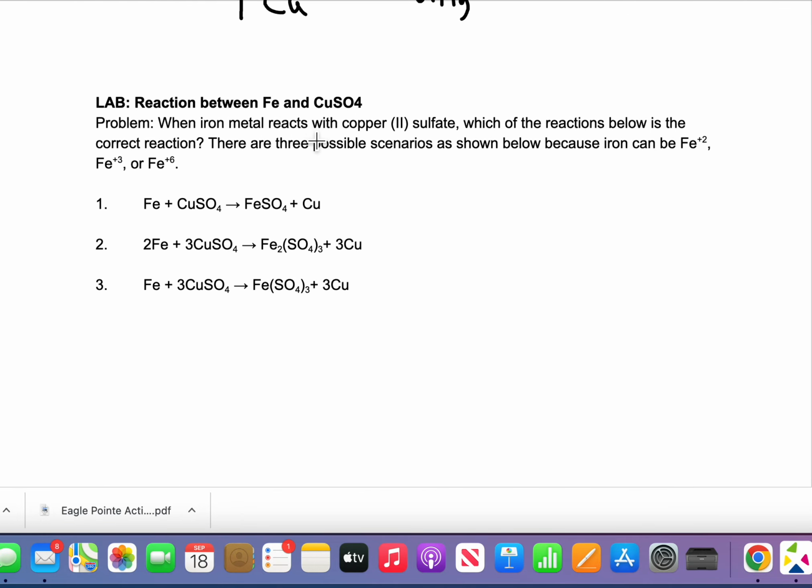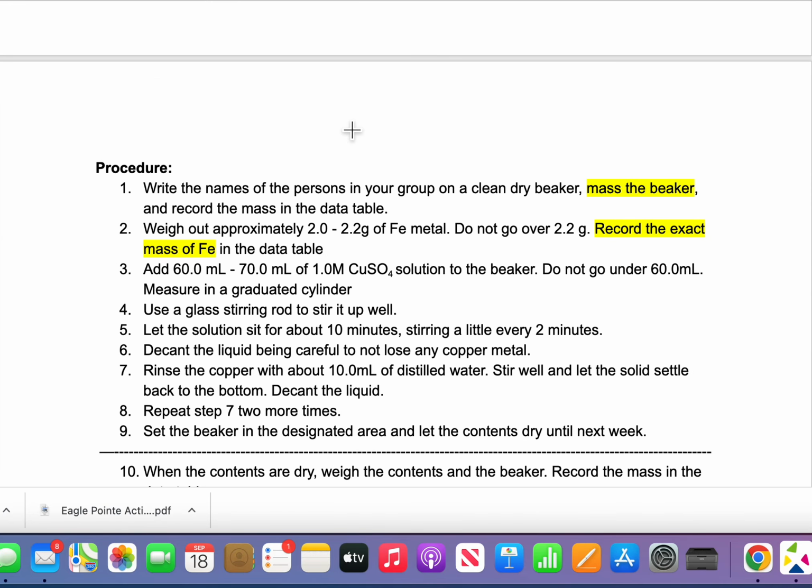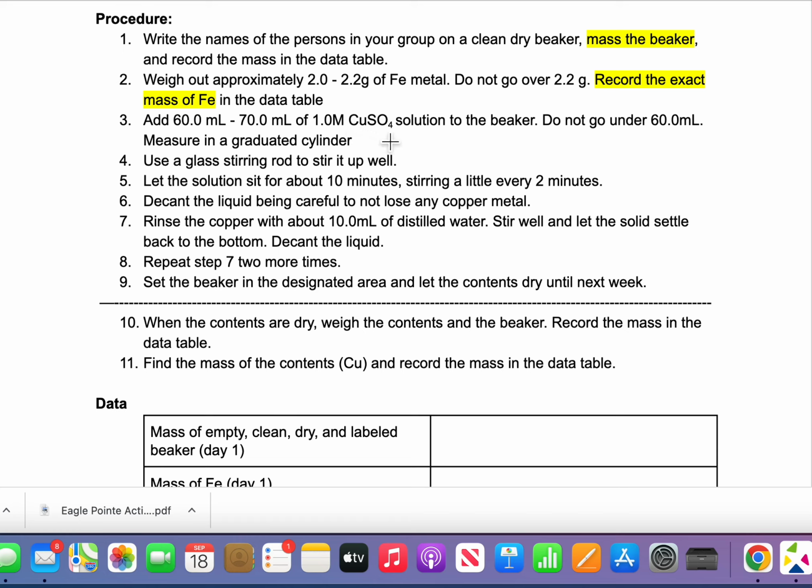In the lab that we're doing, we're trying to do the lab between iron and copper sulfate. Any of these 3 equations can happen. So basically, you're just going to follow the procedure. You're going to decant the liquid. That is pouring the liquid out without pouring out the solid, kind of like when you make mac and cheese. Don't pour the macaroni out, but pour the water out.